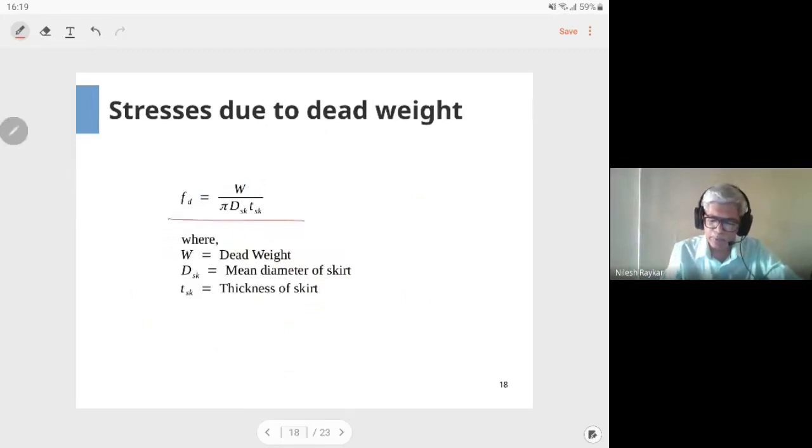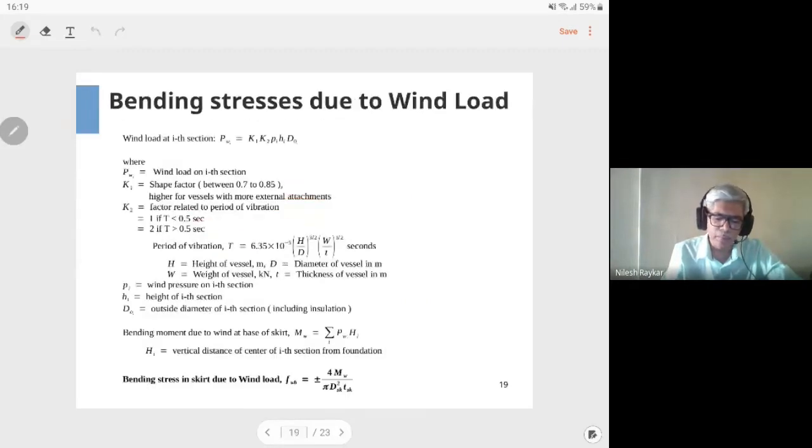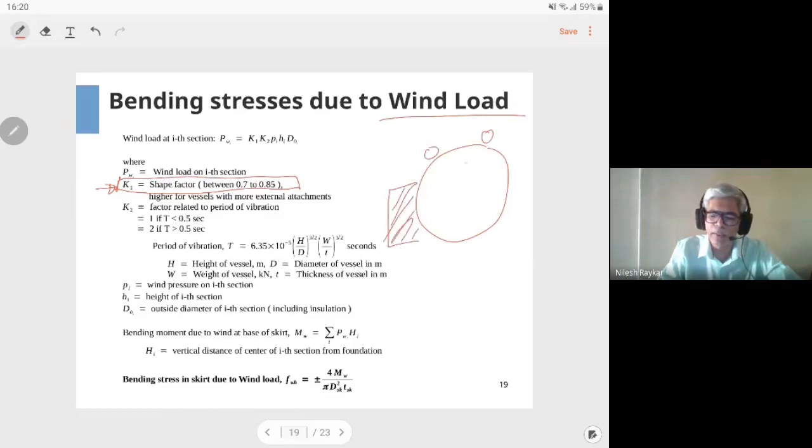How to calculate the stresses? The formulae are given. They are plain simple force by area type of formulae. For calculating the wind load, you have to consider two factors. The K1 factor is a shape factor. If you look at your vessel from the top, and there are many pipings and platforms surrounding the vessel, the obstruction to the wind increases. If this is the wind direction, because of these external attachments, the obstruction increases. The K1, which is known as the shape factor, ranges from 0.7 to 0.85.